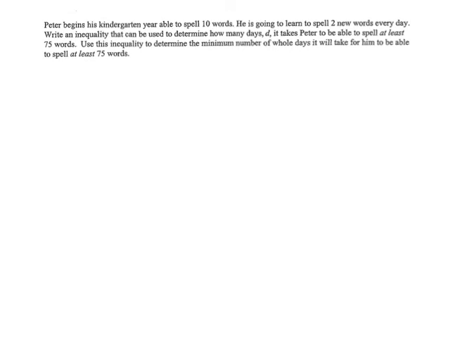All right, this is just a two-step. So Peter begins his kindergarten year able to spell 10 words. He is going to learn to spell 2 new words every day. Write an inequality that can be used to determine how many days D it takes Peter to be able to spell at least 75 words. Okay, so I want you to do this on your own. You can use D as the number of days.